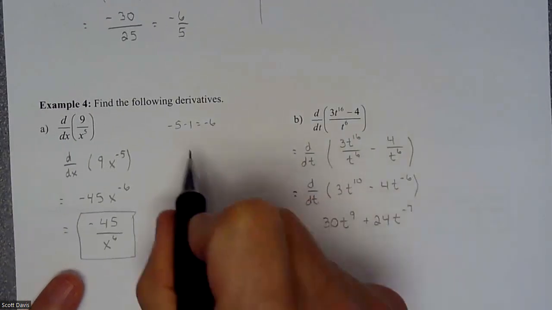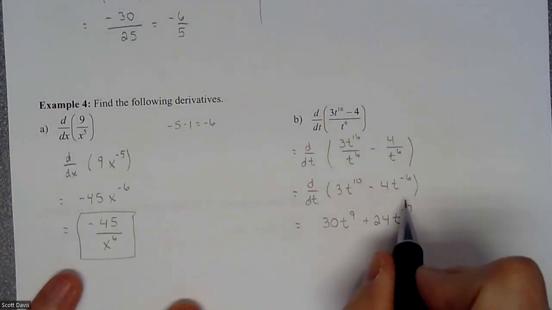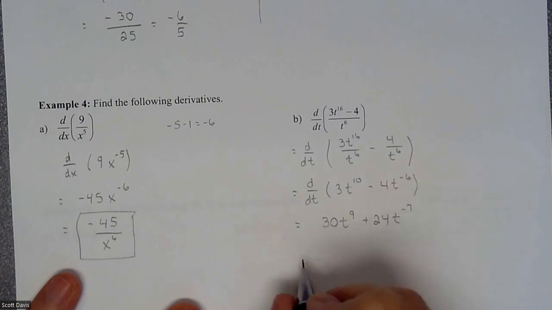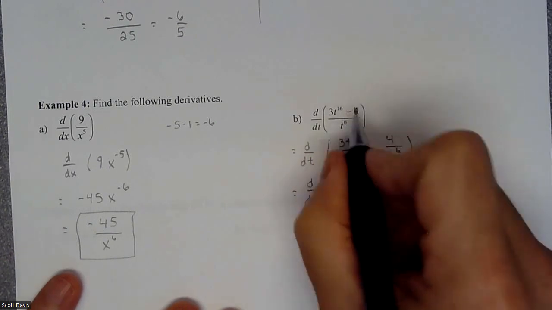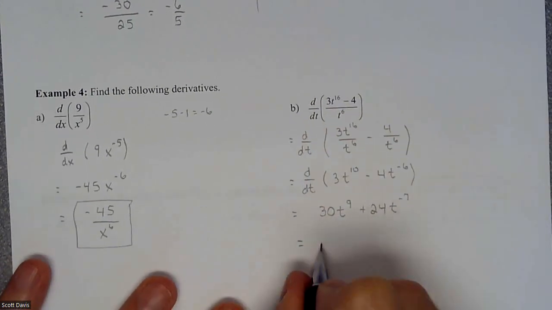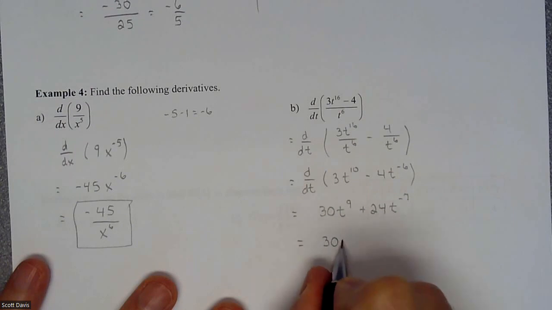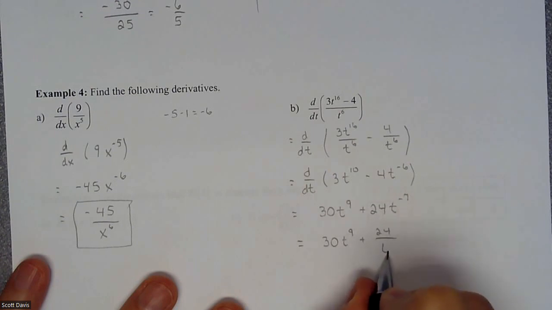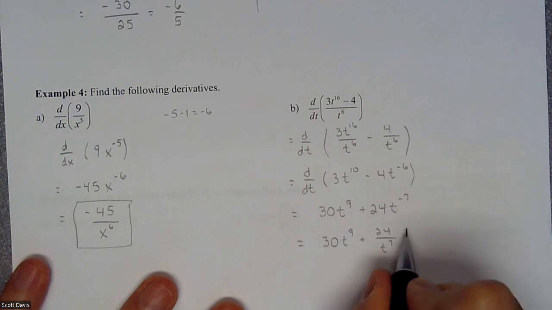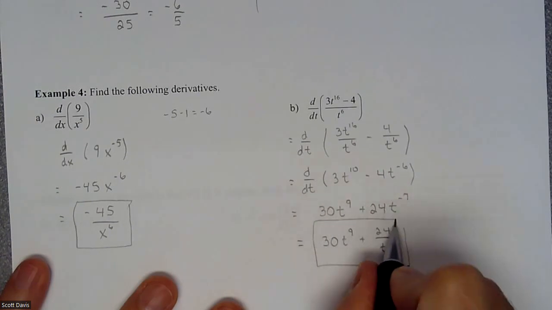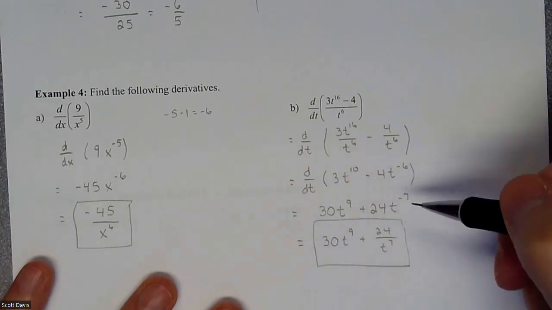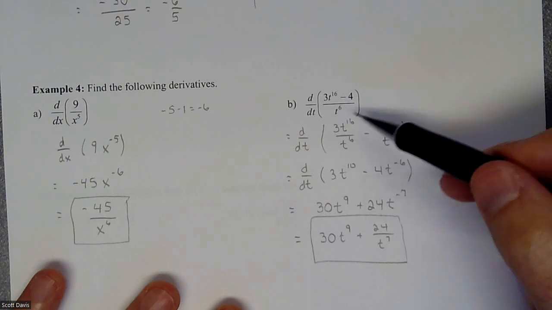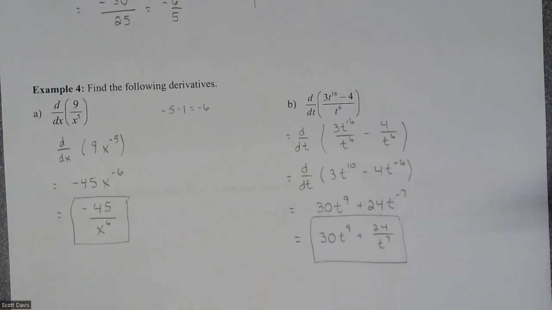All right, so just like this one, we're taking a negative 6, we're subtracting 1, and going further in the negatives. And then I'm going to go back and rewrite everything back as positive exponents. So I'm looking at 30t to the 9th plus 24 over t to the 7th. And that would be my final answer. And it is much more straightforward than trying to do the quotient rule on that.